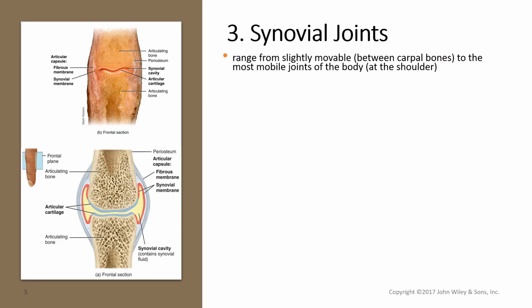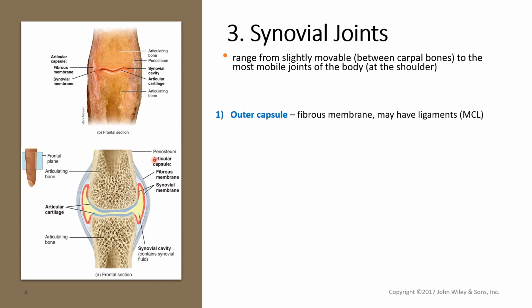Okay, this is our last joint type or classification. We're looking at synovial joints. So synovial joints, I say, range from being slightly movable. You'll see that like between the bones in your wrist, those carpal bones, to supermobile joints like at your shoulder or your hip. These synovial joints are all going to have a few common characteristics.